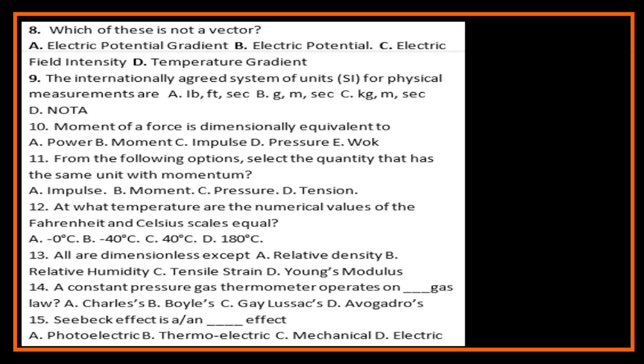So based on what we have here, the very first question is, which of these is not a vector? Oh, this question was repeated. I guess that's a bonus for somebody who knows the answer. Then question 9. It says the international agreed system of unit for physical measurements are. This one is straightforward. What's the answer? Anybody? C. That's correct. So which is the MKS unit?